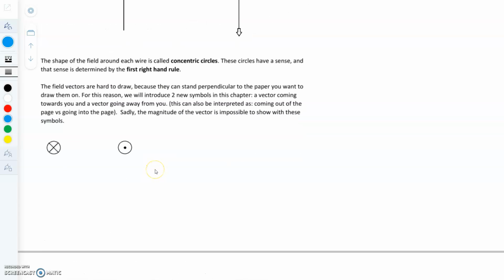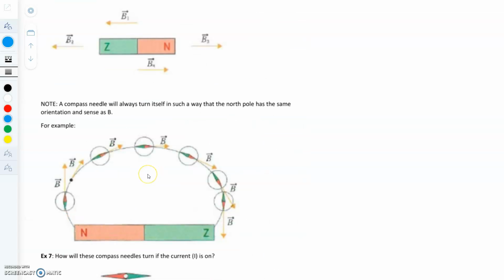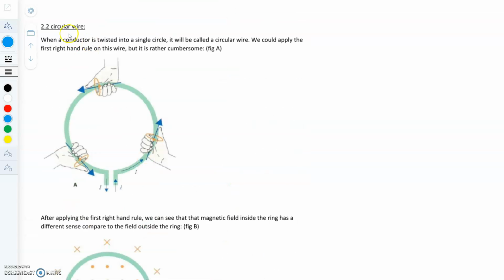Now, let's look at what this teaches us when we look at, in this case, scroll a bit, a circular wire, which is the new subject of today. Technically, when you have a conductor that is twisted into a single circle, your current is always going to flow in one direction. In this case, counterclockwise, going this way around.